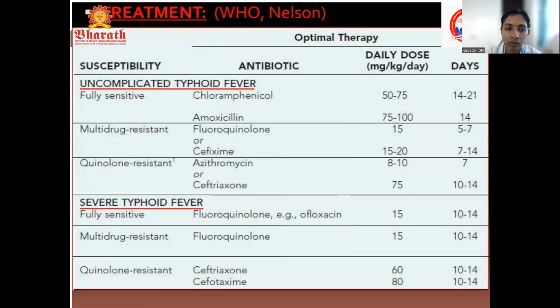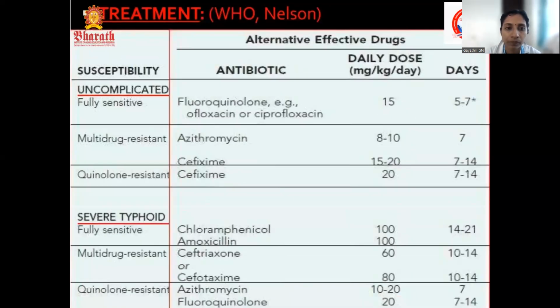In case you do not have access to the first line of drugs, you can use the second line of drugs here. For fully sensitive, we saw it is chloramphenicol and ampicillin. If you did not have them, you can go for ofloxacin also. And for multi-drug resistant, we saw it is cefixime or a fluoroquinolone. Here, in first line, you can shift up to azithromycin too.